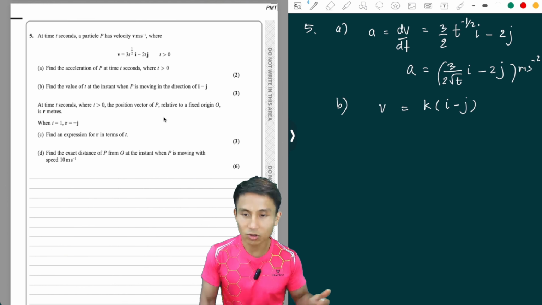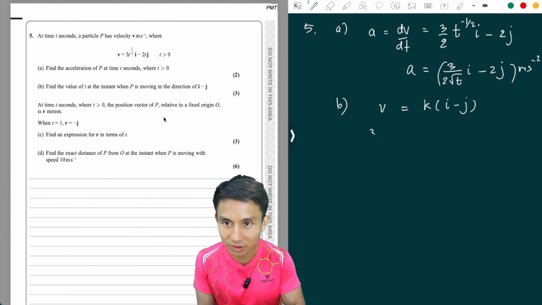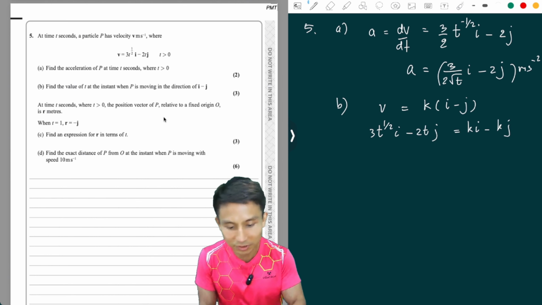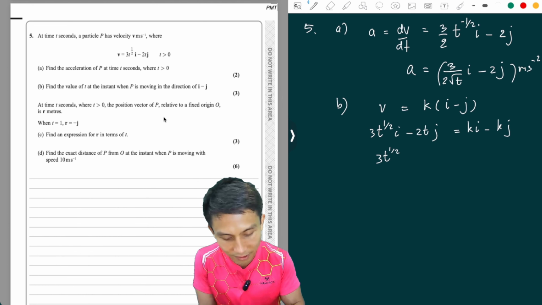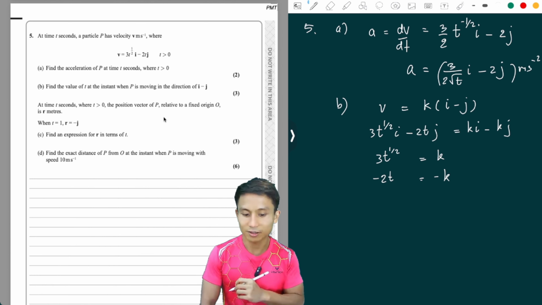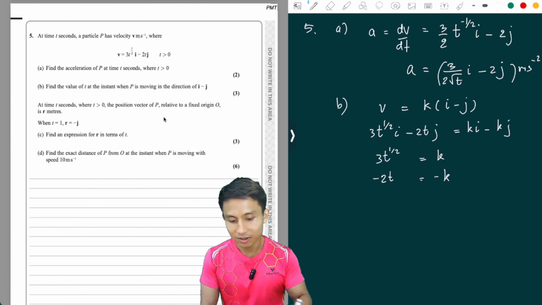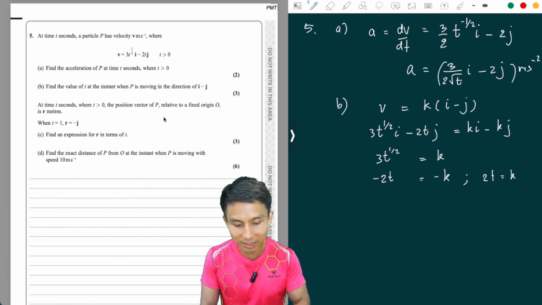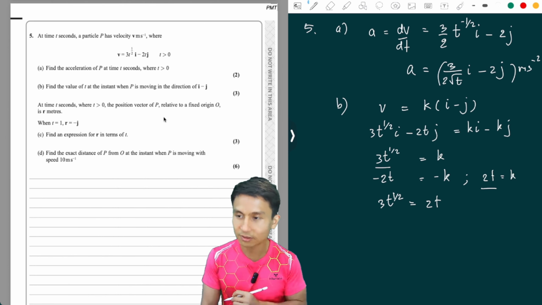So v is 3t to the half i minus 2tj equals ki minus kj, right? So that means 3t to the half will be equal to k, and minus 2t will be equal to minus k, where k is to be found. If you simplify the second equation, you get 2t equals k. So basically, it's just equating these two: 3t to the half equals 2t.